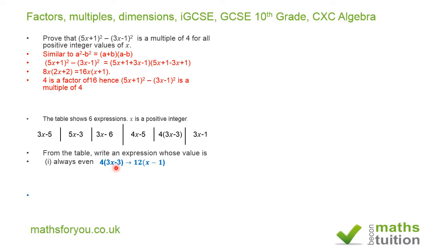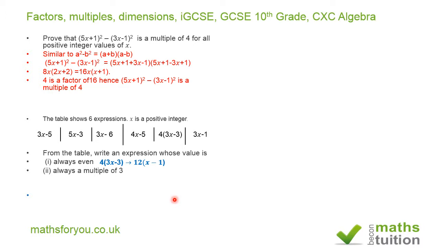And if you wish, you can factorize 3x - 3, and then that gives us 12 into (x - 1). Now, 12 is a factor of the expression, and 12 is divisible by 2. Therefore, 4 into (3x - 3) is always even.